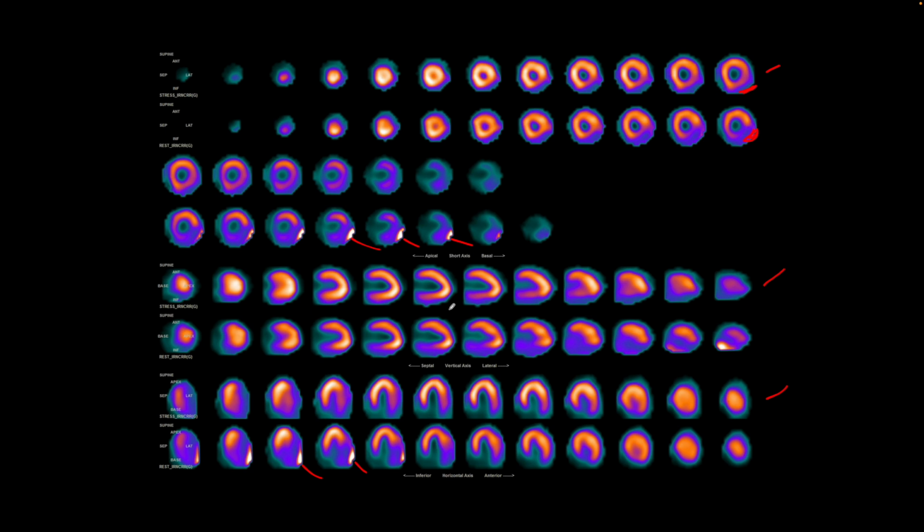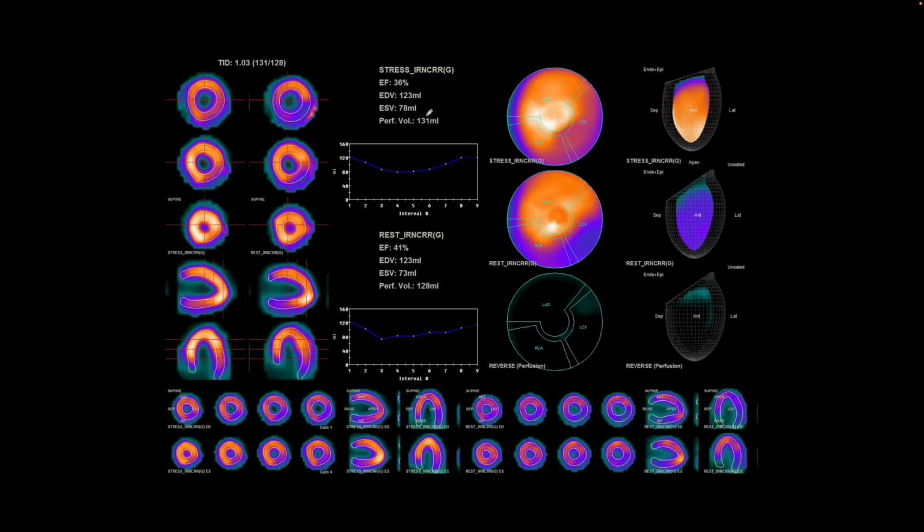Now, we established earlier that there is no ischemia. Let's look at the function. So here the ejection fraction is low. There was global hypokinesis on the gated images, which I do not have to show you. And so with normal or no perfusion defects and abnormal function with low ejection fraction, we would make a diagnosis of non-ischemic cardiomyopathy.